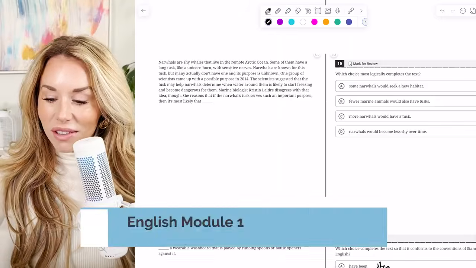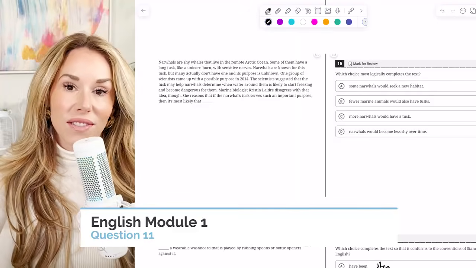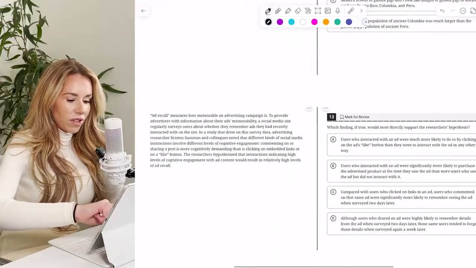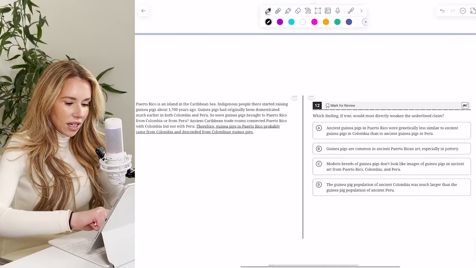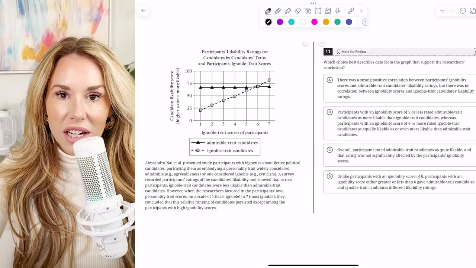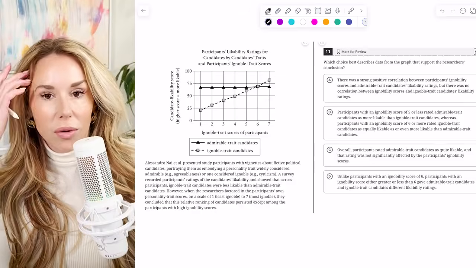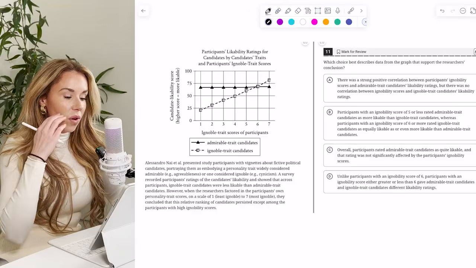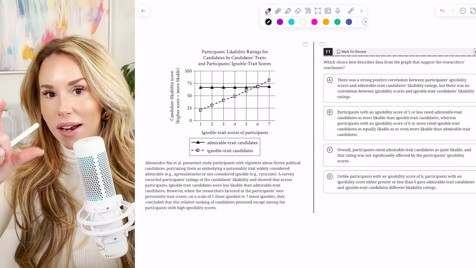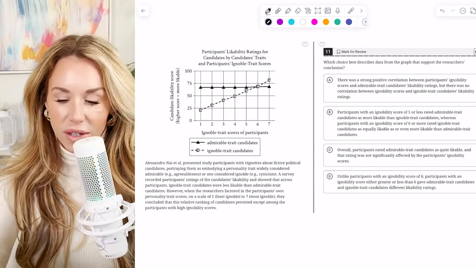All right, now we're on to "logically completes the text." I saved these for last, so we're going to skip these. I actually really like to skip 15, 14, 13, and 12, so I can break up the reading passages into two chunks. So what I'm going to do is go down to 11, work to number 1, and then I'll come back and do those other 4 questions.